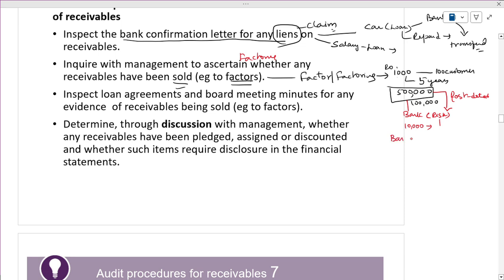Now, what will the bank do? The bank will classify. If there are non-recoveries, they will give it back to the person, where in that case the risk is very very less. If non-recoveries, the bank will take the risk of recovery. Here the risk is very very high. This is called factoring.